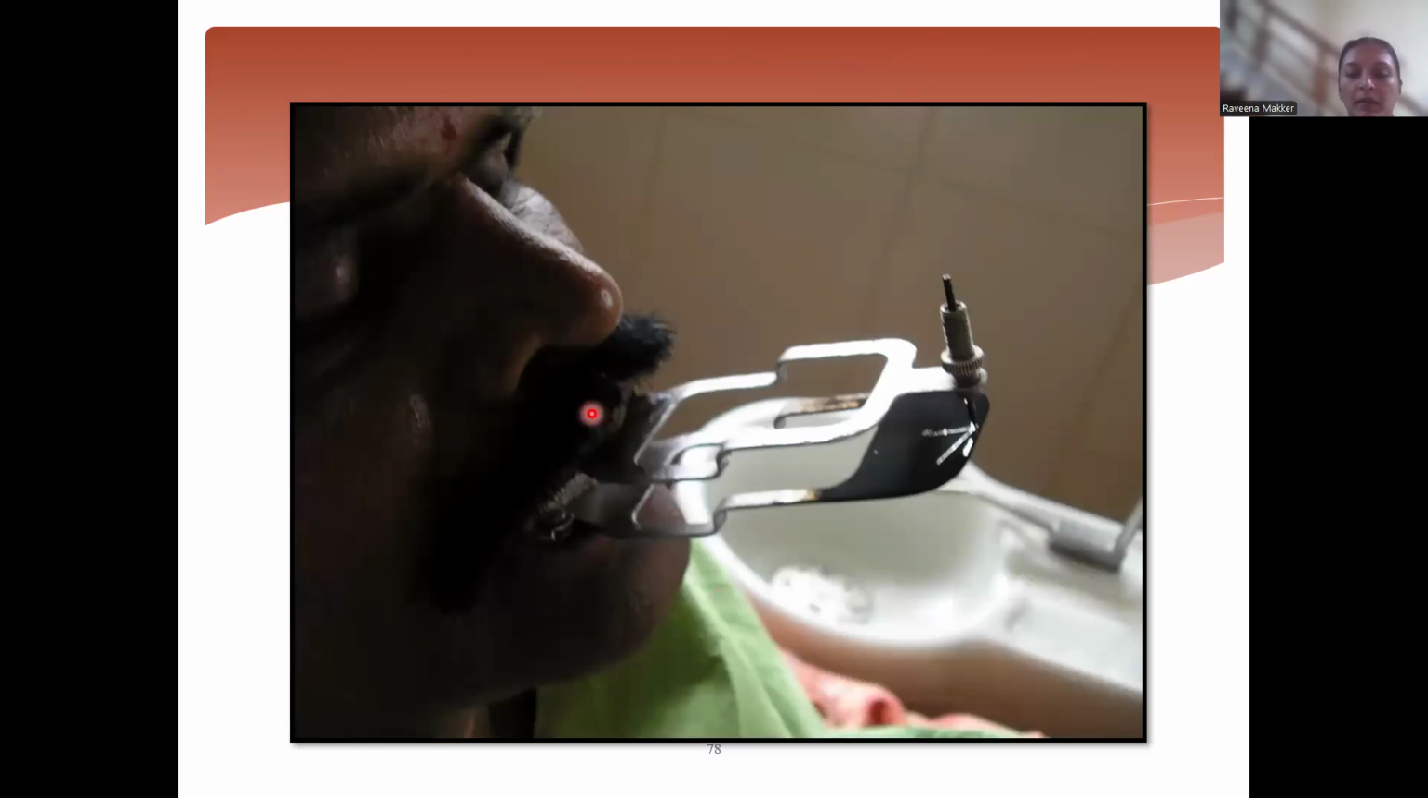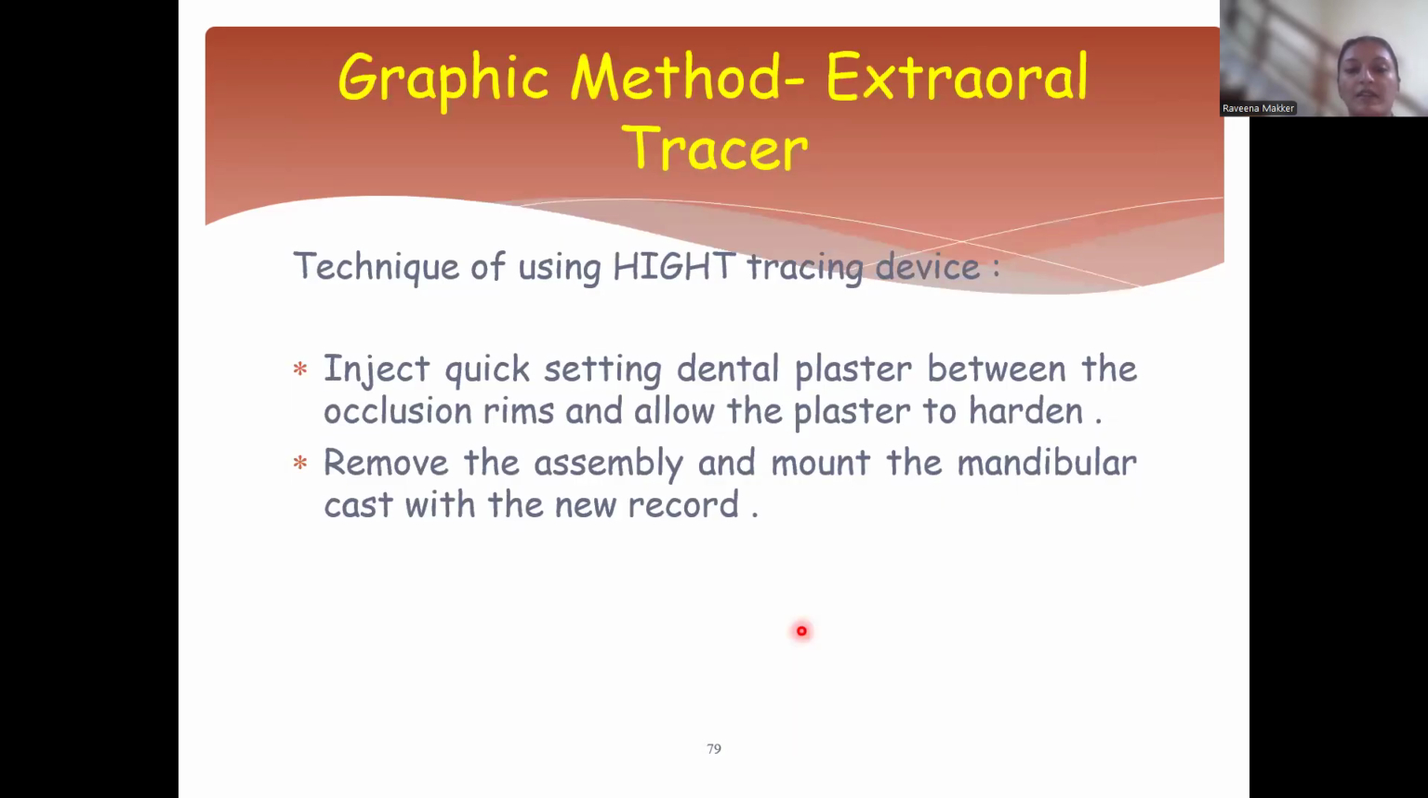See the patient with the extraoral tracing device in place, wherein the stylus is in contact with the apex of the arrow point tracing. That means it is the centric relation position. Now inject quick setting dental plaster between the occlusal rims and allow the plaster to harden. Now remove the assembly and mount the mandibular cast with the new record.